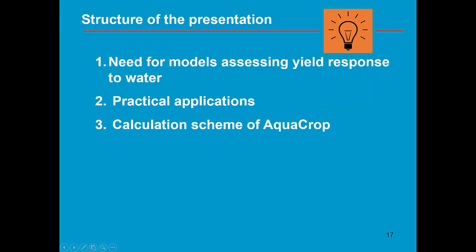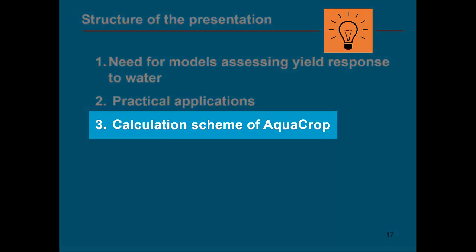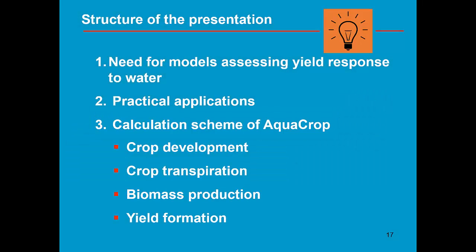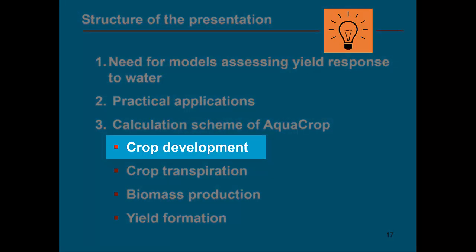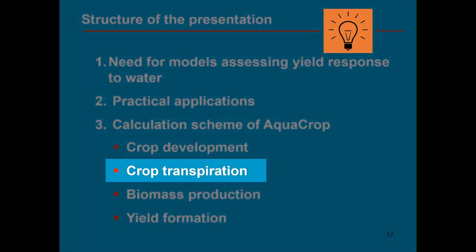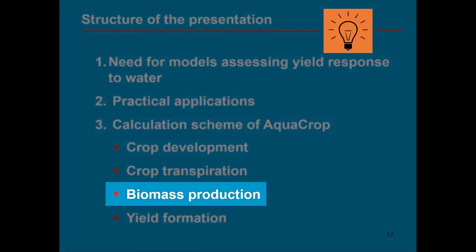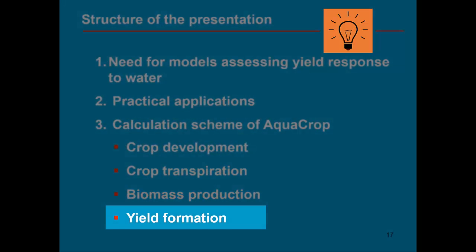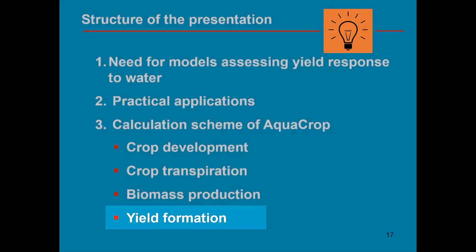This part of Module 1 focuses on the calculation scheme of AquaCrop. In AquaCrop, crop yield is simulated in 4 steps. Step number 1, crop development. In step number 2, crop transpiration is simulated. Step number 3, biomass production. And finally, yield formation in step number 4.